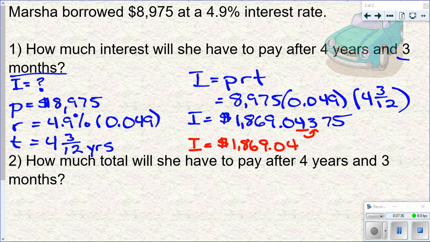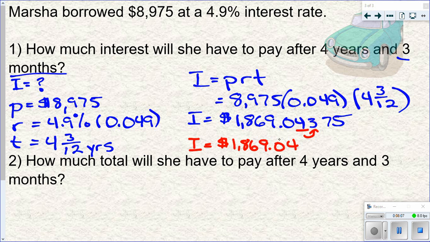So she borrowed $8,975 from the bank. She has to pay that back, the $8,975, but she also has to pay them an additional $1,869.04 in interest. Again, I said a bank is a business. This is how they make money. So they're not going to just give you some money and let you pay them back whenever you feel like it. They're going to charge you interest for every year that you take to pay that back.